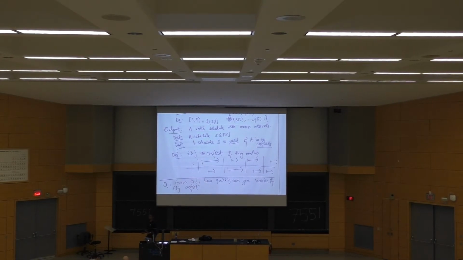Is the question clear? Let's say I have an array of these pairs of Si and Fi, and I give you two intervals, I and J. I want you to tell me what is the quickest you can tell whether they conflict or not. Talk to your friends for half a minute, let me know if you have any questions. If not, what would be an answer for this?